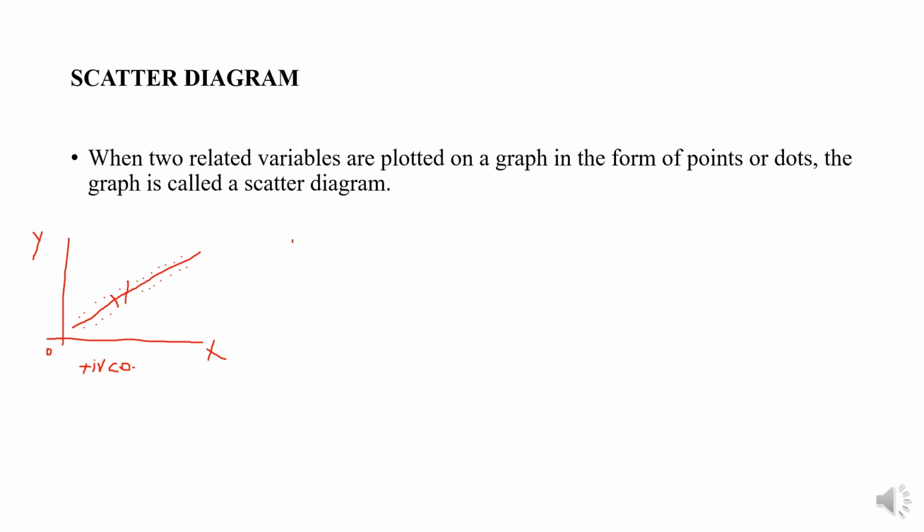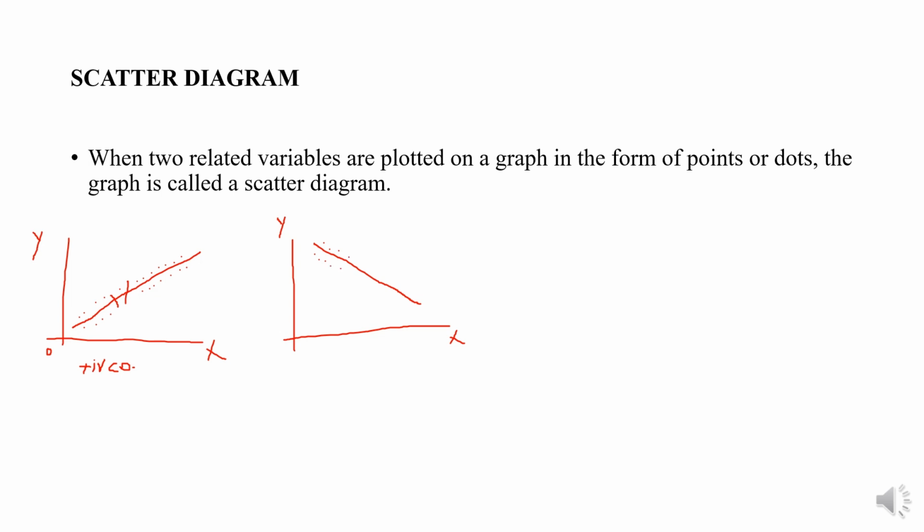Next one is about negative correlation. For negative correlation, we have the scatter diagram in this way. When one is increasing, the other will decrease. If we consider prices on the y-axis and the demand quantity on the x-axis, as the prices increase, the quantity will decrease. So there is a negative correlation between both variables.